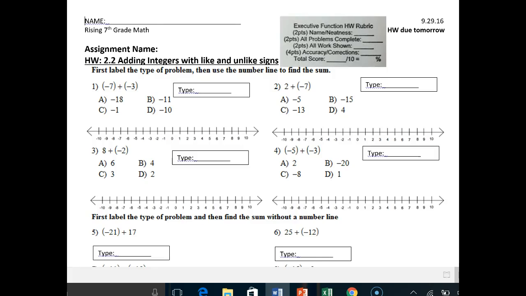All right there, CJ Math students, I'm going to help you out with homework 2.2, adding integers with like and unlike signs. The directions say first label the type of problem, then use the number line to find the sum.